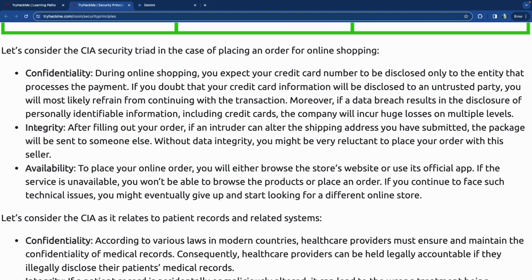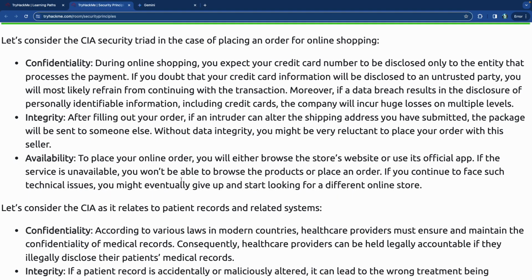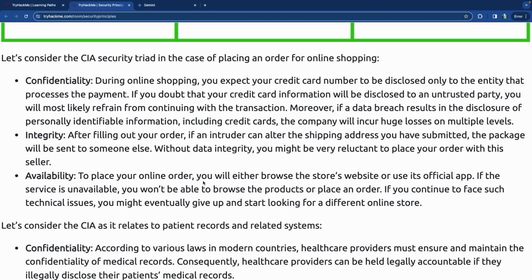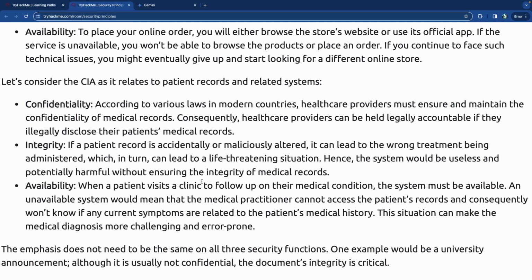After filling out your order, so integrity, if an intruder can alter the shipping address you've submitted, the package will be sent to someone else. Without data integrity, you might be very reluctant to place your order with the seller. Availability. To place your online order, you will either browse the store's website or use its official app. If the service is unavailable, you won't be able to browse the products or place the order. If you continue to face such a technical issue, you might eventually give up and start looking for a different online store. So that's how it actually affects the online shopping experience.